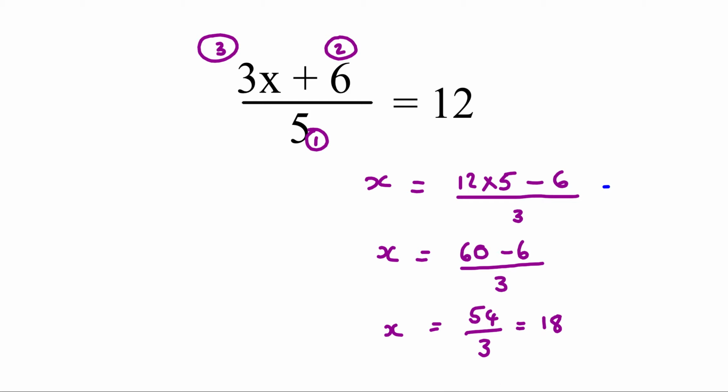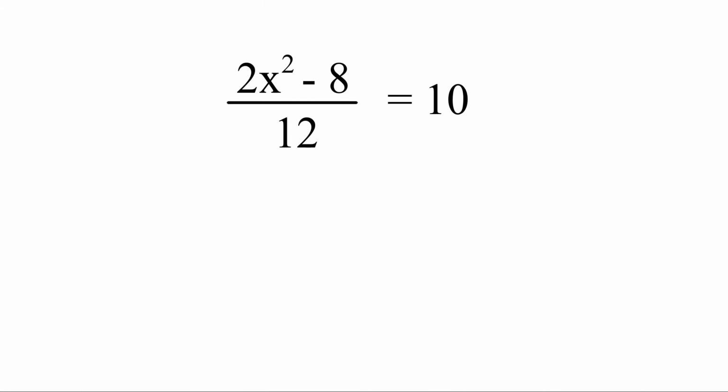Okay, so let's have a look at another example. So now we can see there are 4 things going on, including this square. So which one is furthest away from the x? It would be the 12 there. Then secondly, it would be the 2. Then thirdly, it would be the 3. And then lastly, it would be this square. So let's see what we can do in one step.